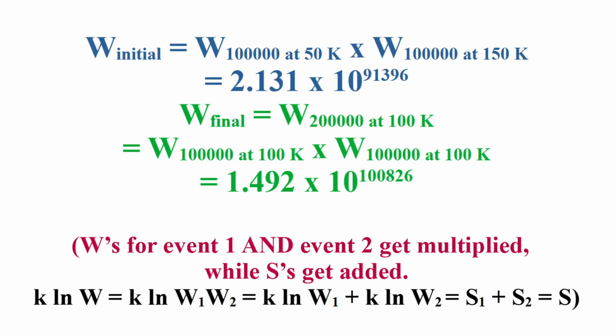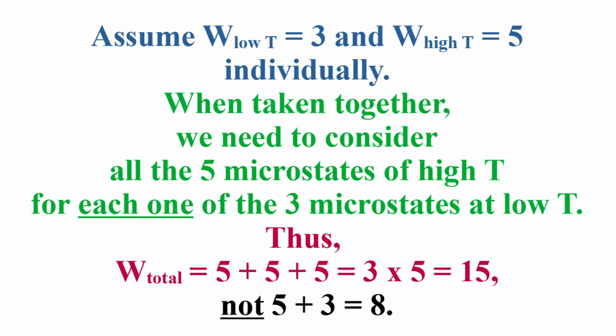Knowing these W's, calculate W initial and W final for the isolated system consisting of the two lead blocks. W initial is actually the product of W's for 50 Kelvin and 150 Kelvin, not the sum. Why? To illustrate this, let us assume that there are 3 possible microstates at the lower temperature and 5 possible microstates at the higher temperature when we consider each individually, that is, separately.